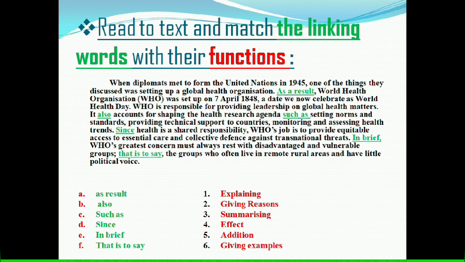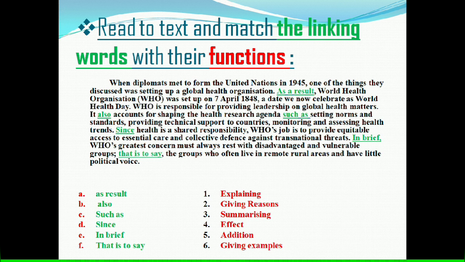Okay? When diplomats met to form the United Nations in 1945, one of the things they discussed was setting up a global health organization. Do you remember this text? We had it in the textbook. I'm sure you know it. As a result, the World Health Organization, WHO, was set up on 7th of April, 1948, a date we now celebrate as World Health Day.